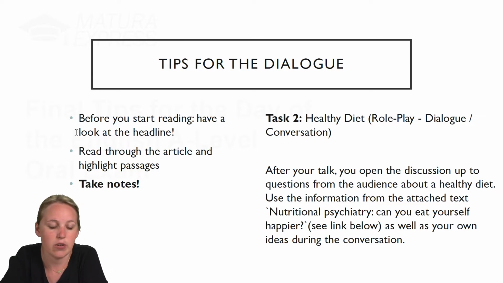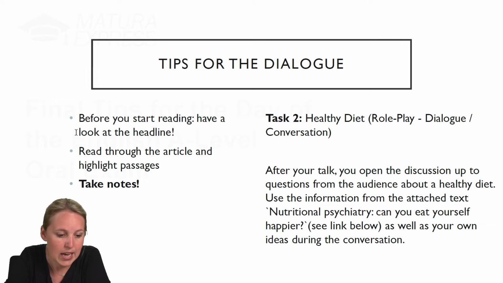So again, here it's about a healthy diet. After your talk, you open the discussion up to questions from the audience about a healthy diet. Use the information from the attached text. So here we have the text. Nutrition and psychiatry, can you eat yourself happier? And as well as your own ideas during the conversation.